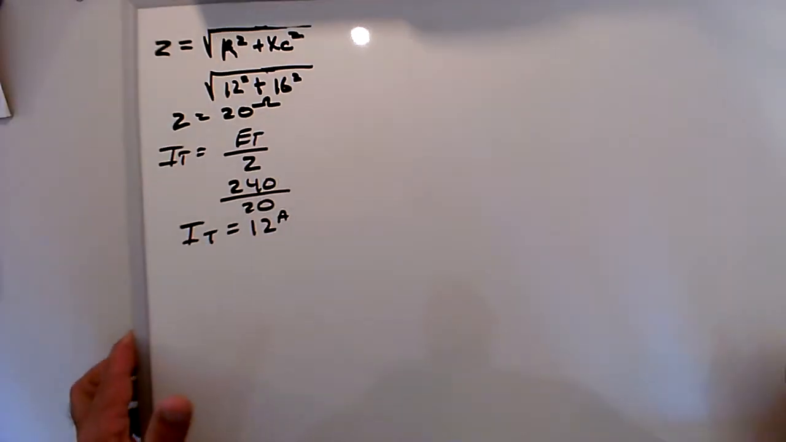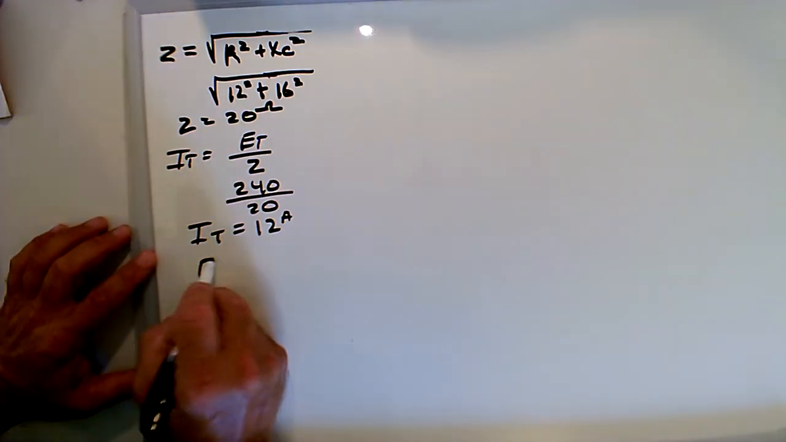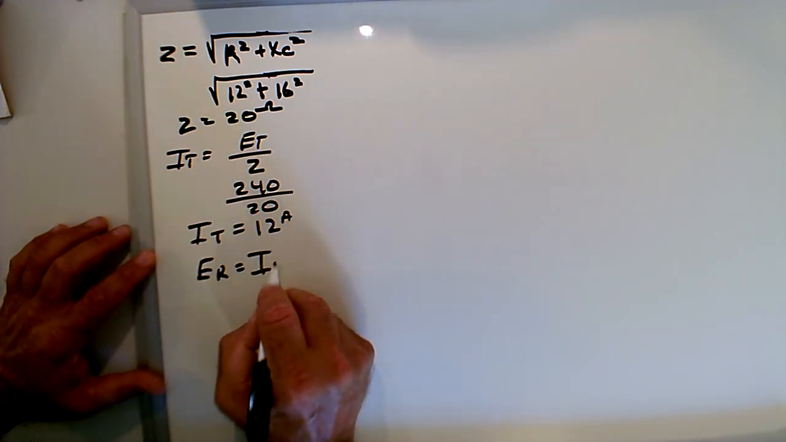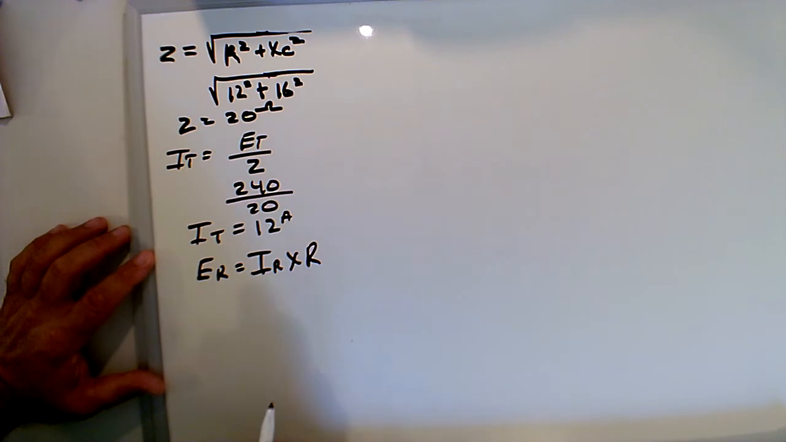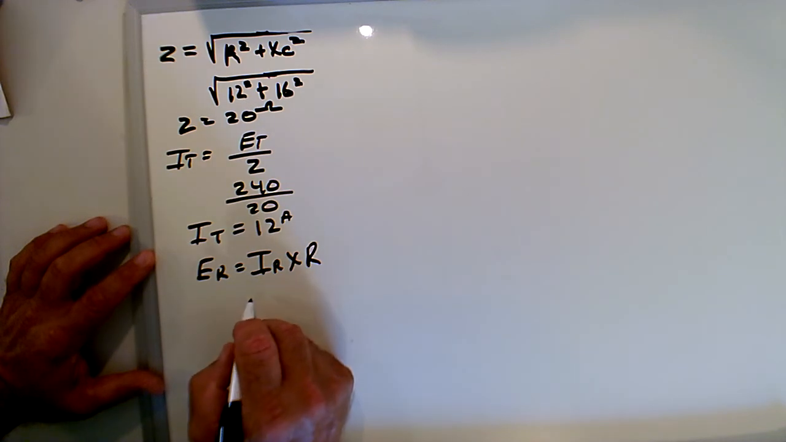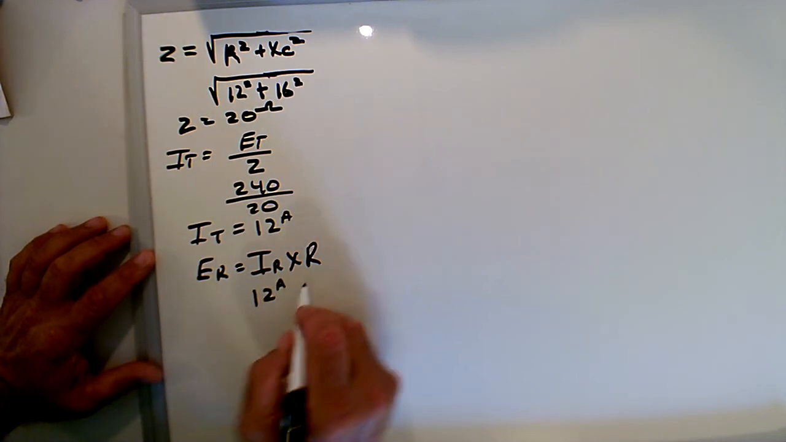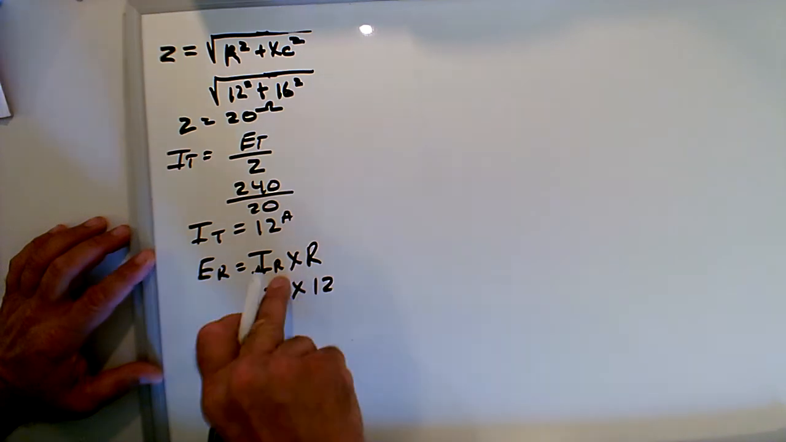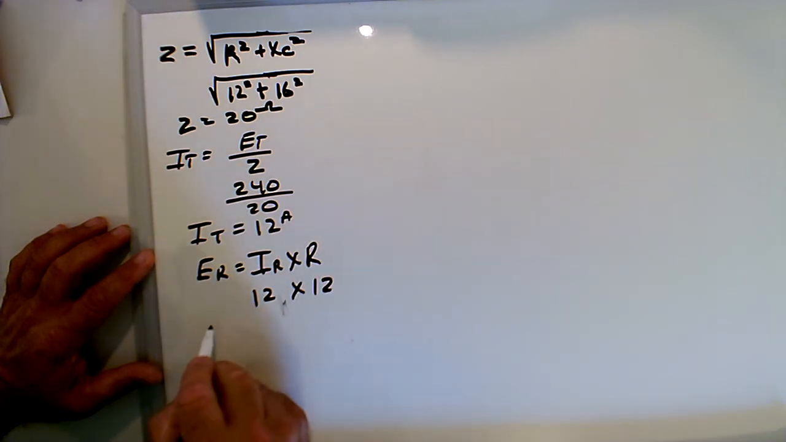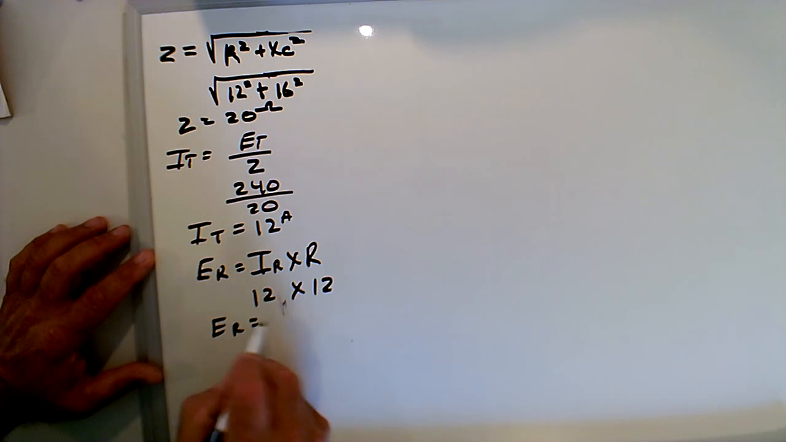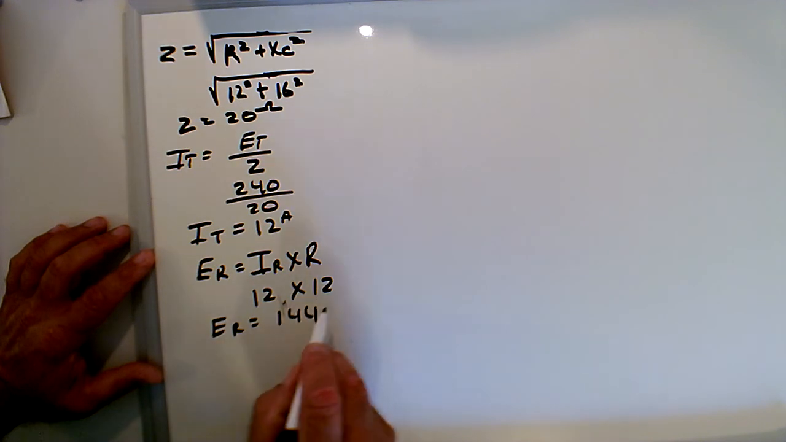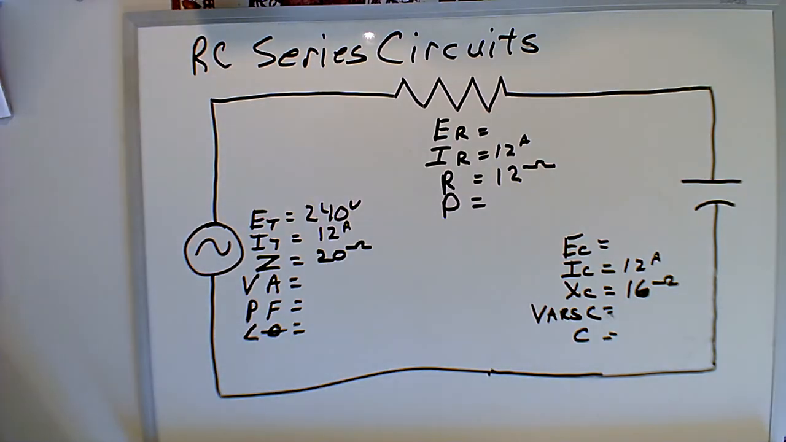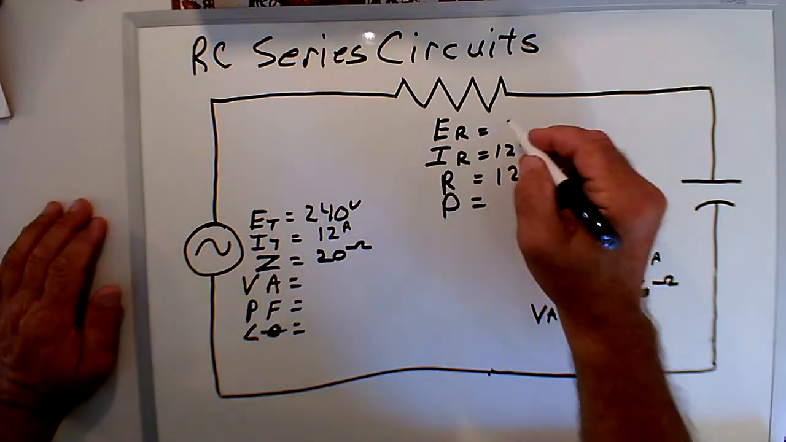And to do that, quite simply, I can solve for ER because the formula tells me it's IR times R, and IR in this case is 12 amps times the resistance, which is 12 ohms. And my calculator in my brain tells me that that is 144 volts. So I can write in 144 volts there.